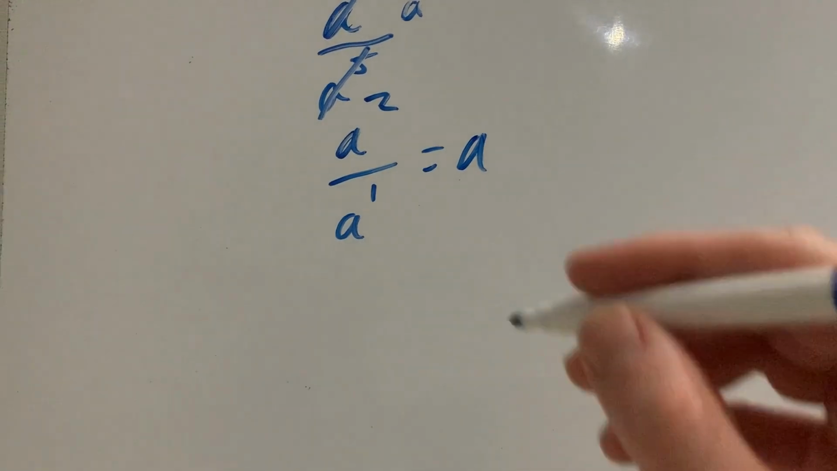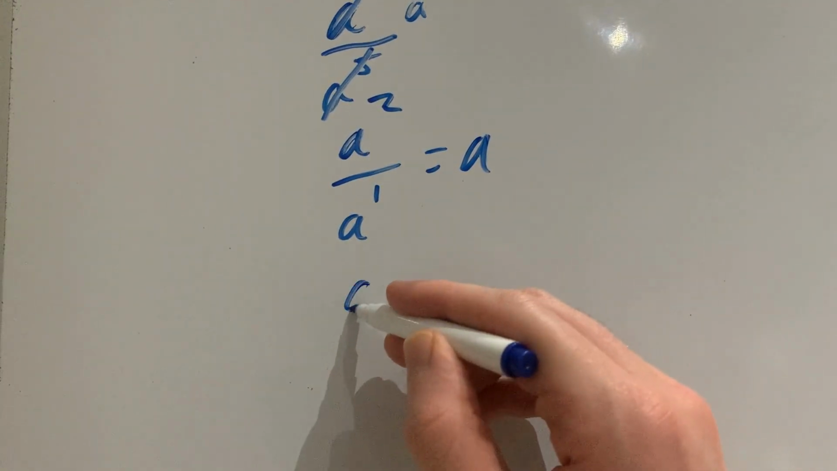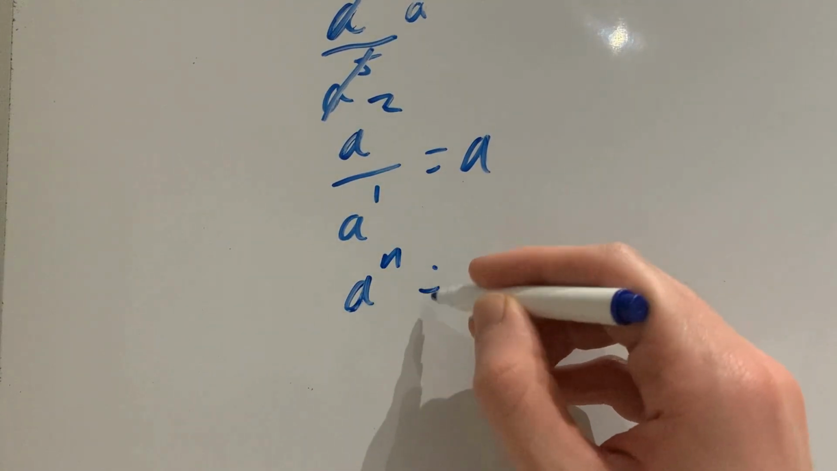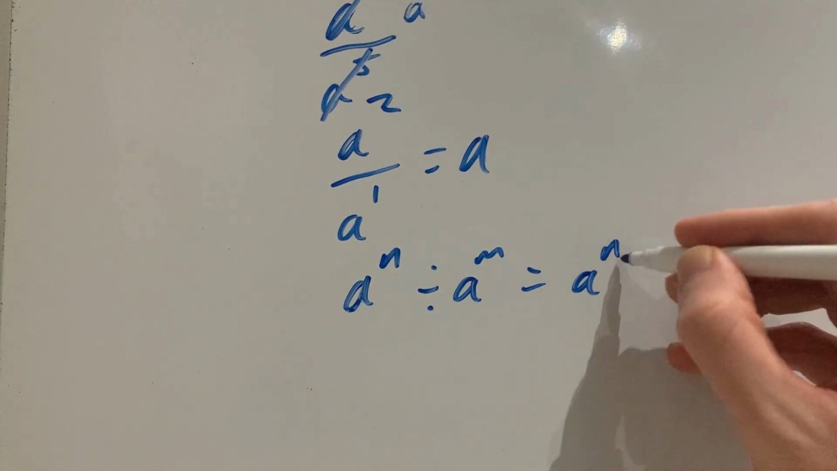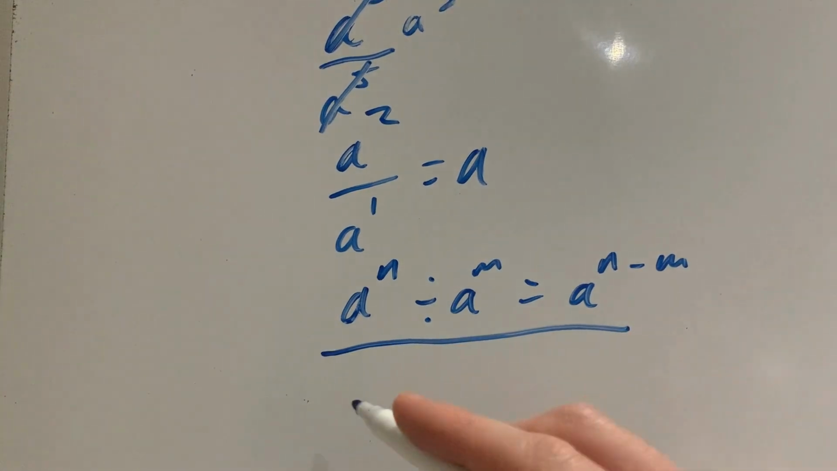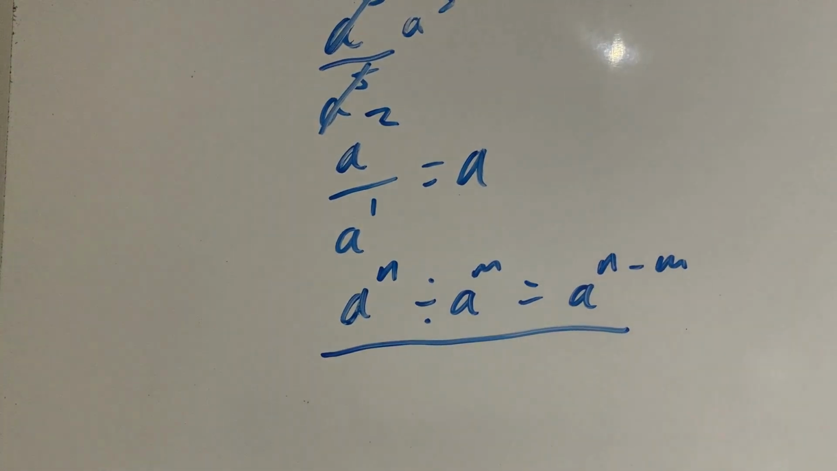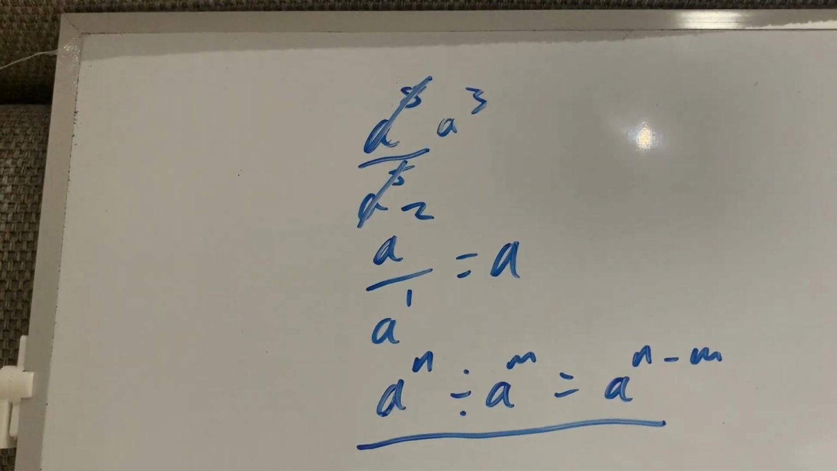So we can see, similar to multiplication, if we have a to the n divided by a to the m, that just equals a to the n minus m. So that's the rule. Don't just memorize it, right? Remember where it comes from.